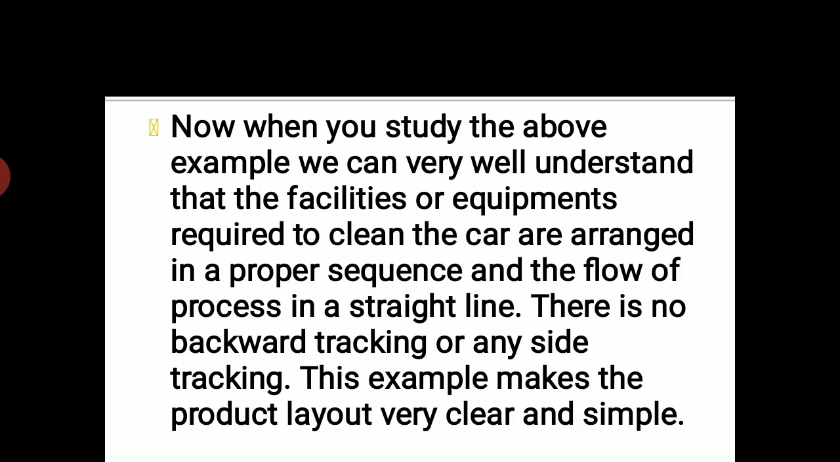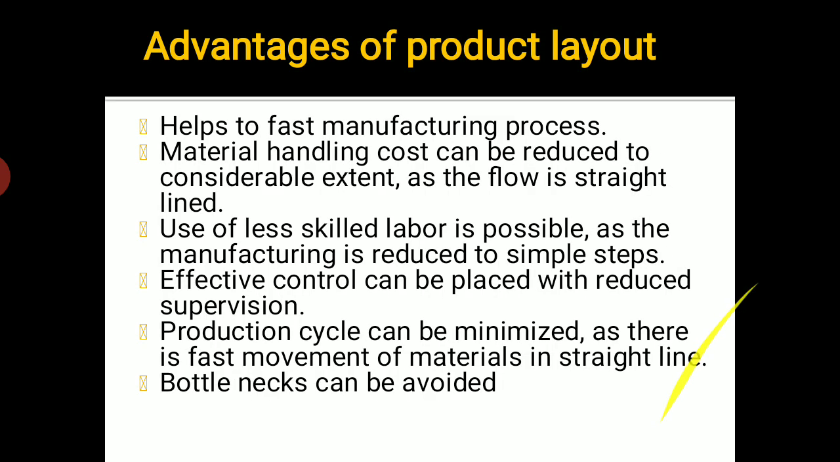See, many different types of examples could have been used, but I found that this example is a simple one, and it is very easy to make you understand the concept of product layout. Whether you call it straight line or product layout, what is important? Product is important, sequence is important, there is no backtracking, side tracking of the goods. Straight line manufacturing is being used, and for bulk product or standardized production, this is the best option.